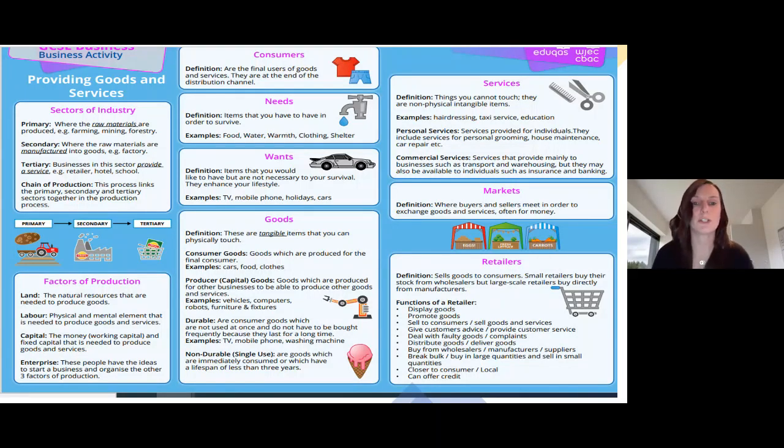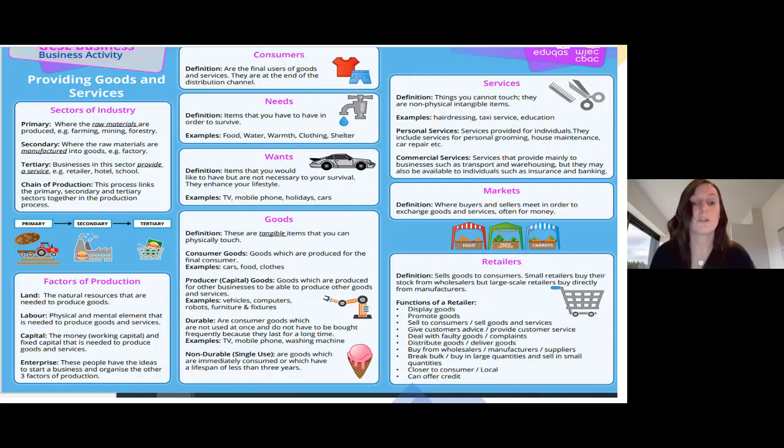You've got your goods, which are your tangible items, things that you can actually touch. You've got consumer goods, which are produced for the final customer, so cars, food, your final product. Then you've got your producer goods, also known as capital goods, which are produced for other businesses to be able to produce other goods and services, so vehicles, computers, robots, furniture, fixtures, etc.